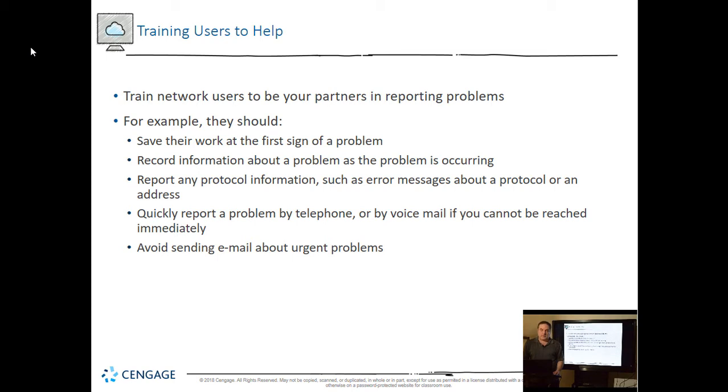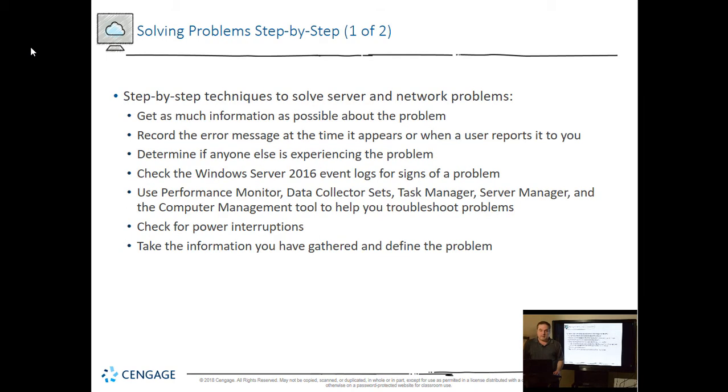We want to record information about the problem as the problem is occurring. And sometimes that helps, especially when you need to go to a third-party vendor to tell them what your issue is, such as you may need to call Microsoft. And if you give them a series of events that led up to your call to Microsoft, then that could help them troubleshoot more quickly. Get as much information as possible about the problem.